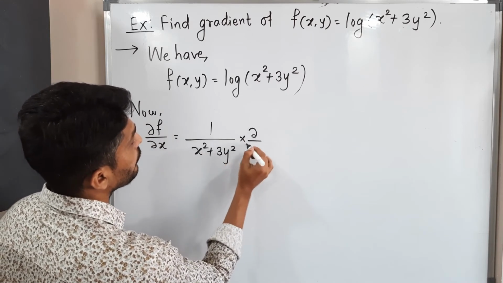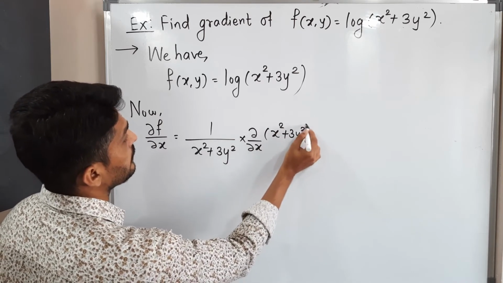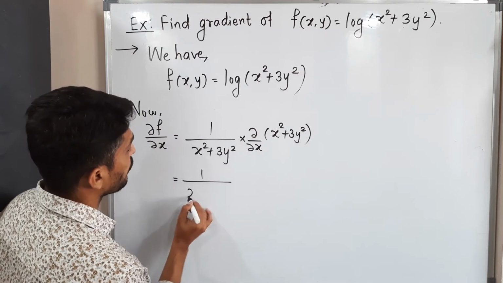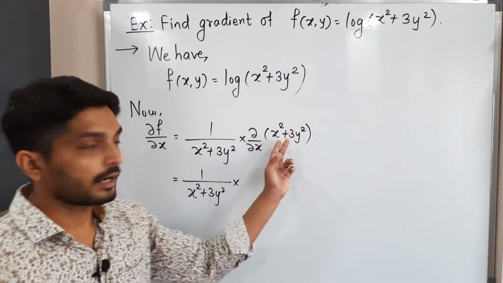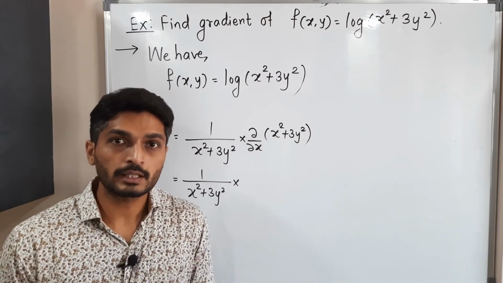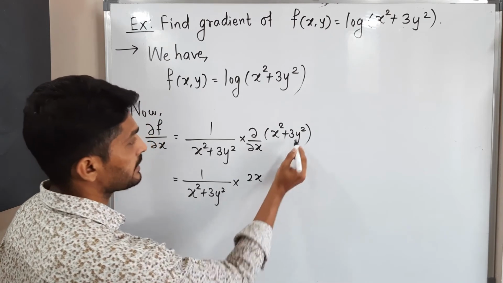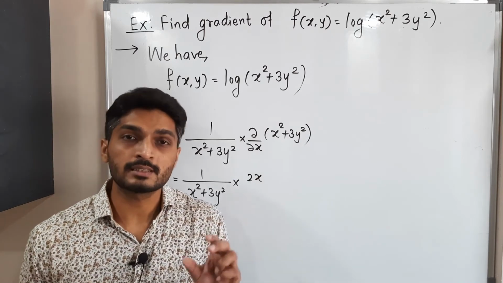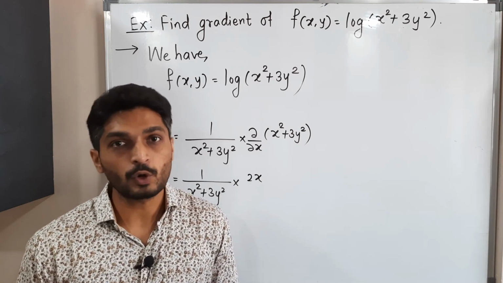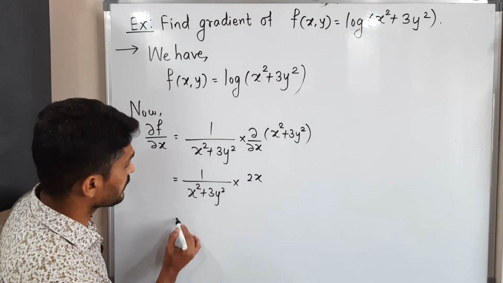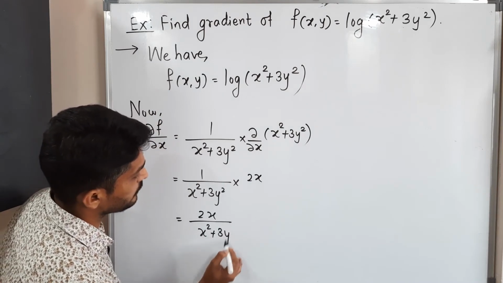But again, the derivative of its bracket, which is x square plus 3y square. So this is equal to 1 upon x square plus 3y square into, after that, addition is there, that means we can take separate derivatives. The derivative of x square is 2x and the derivative of 3y square is 0, since we are finding the derivative with respect to x, so 3y square is a constant. So its answer will be 2x upon x square plus 3y square.